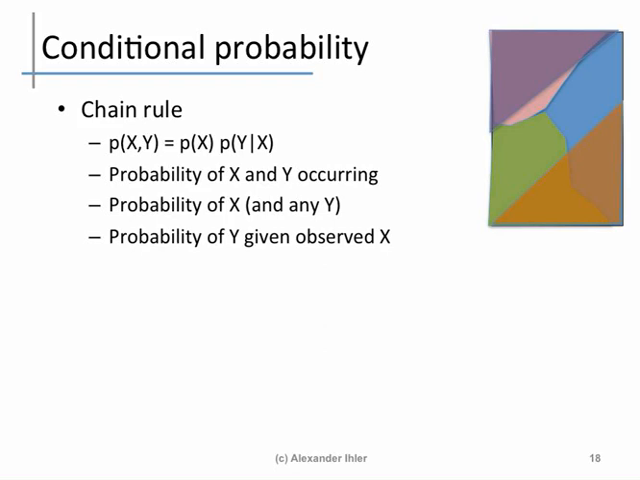Similarly, we can define a conditional probability via a chain rule: the joint probability of x and y together is the marginal probability of x times the conditional probability of y given x. So this says that we can decompose the probability of x and y both occurring into the probability that x occurs with any y, times the probability that y occurs given that x.